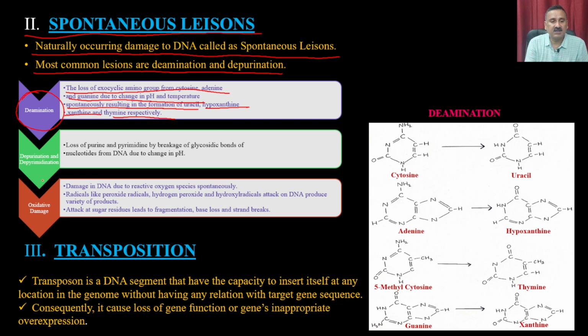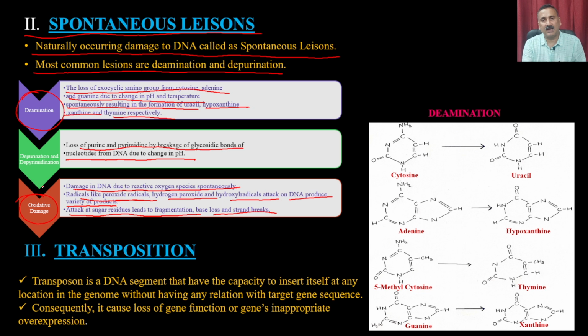Then depurinations and depyrimidinations: loss of purines and pyrimidines by the breakdown of the glycosidic bond between the nucleotide and the DNA, due to changes in pH. And then you also have oxidative damage, damage to the DNA due to reactive species such as hydrogen peroxide and hydroxyl radicals, which attack the DNA and produce a variety of products. Attack at the sugar residue leads to fragmentation, base loss and strand breaks. So, all of these things can lead to frameshift mutations and spontaneous mutations as well.